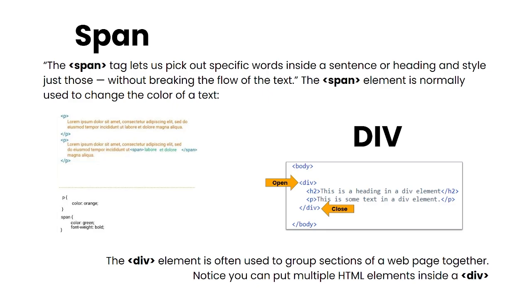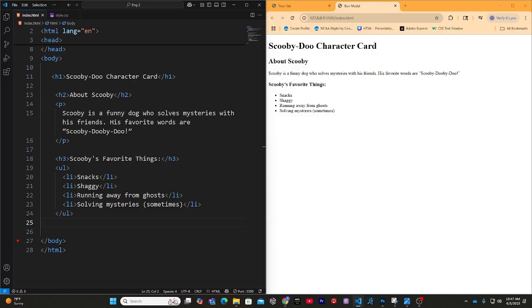The div element is often used to group sections of a web page together. If you notice here, you can put multiple HTML elements inside of a div. You see we have the H2 and the paragraph, and there are so many more you can put inside of a div. Now let's look at a document that I created.